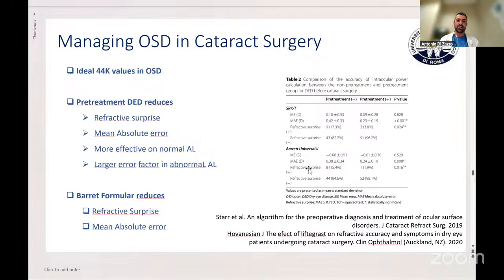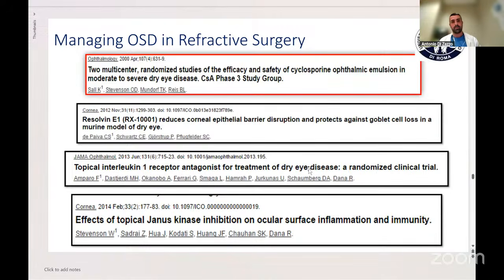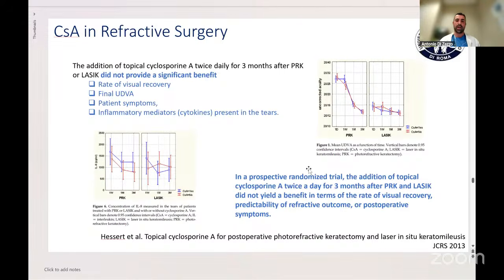Managing cataract refractive surgery is critical. Use the Barrett formula to reduce any refractive surprise, as well as the mean absolute error that we can have. And sometimes we need to manage these patients to improve their quality of life. Obviously, cyclosporine has been suggested as an option after any refractive treatment. But actually the results were not very good. Patient symptoms did not improve much, nor did inflammatory mediators and cytokines in tears.